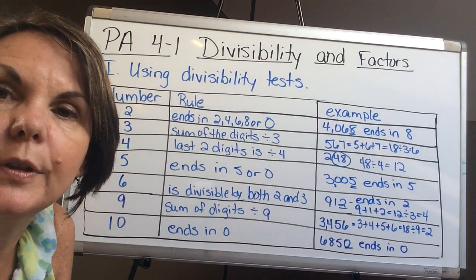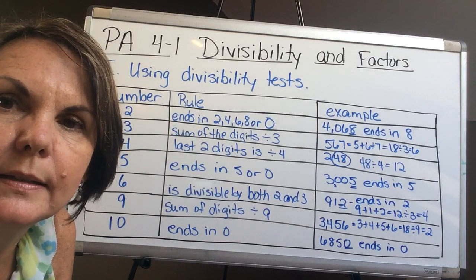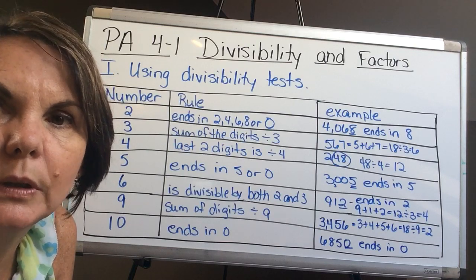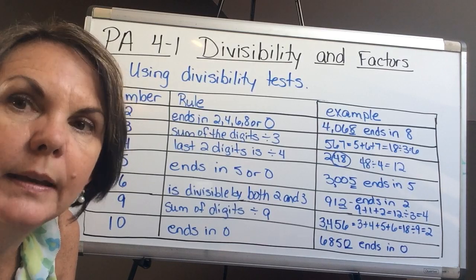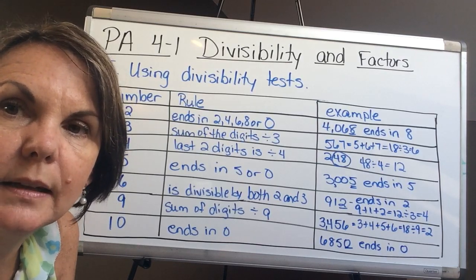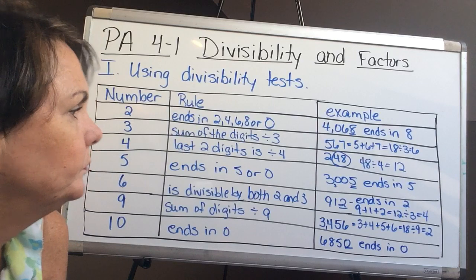For the digit 5, the rule is it ends in a 5 or a 0. That's a real easy one. So for example, 3005. Yes, that's divisible by 5 because it ends in either a 5 or a 0.